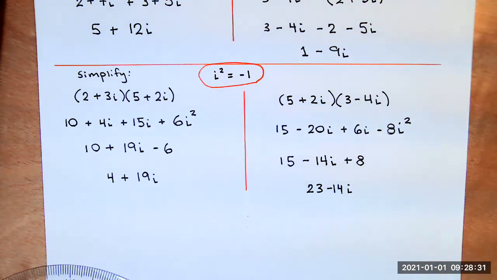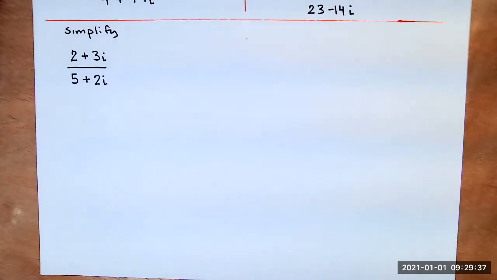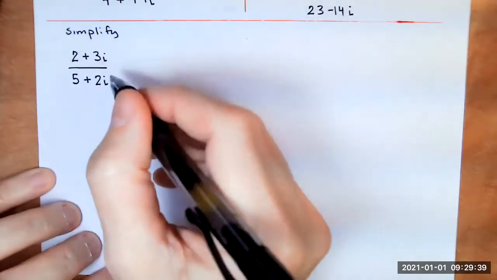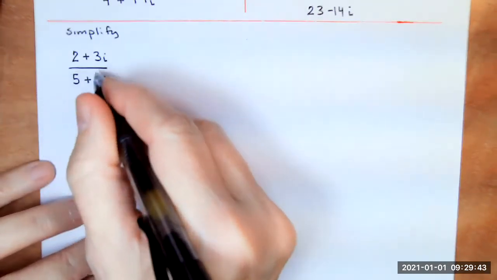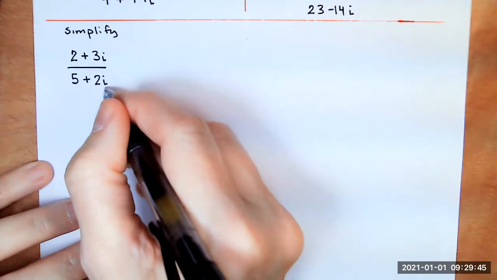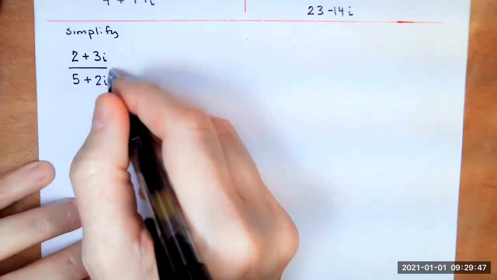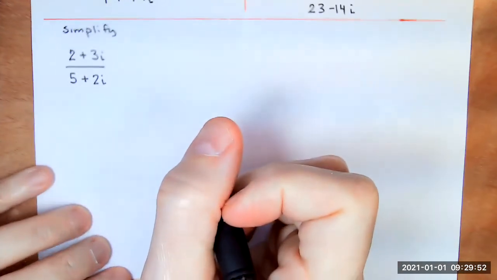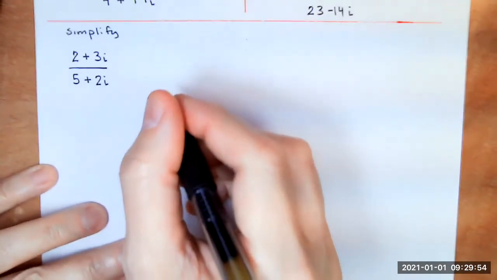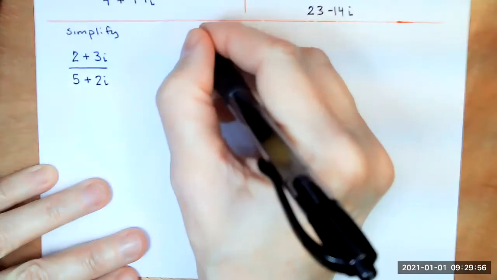All right, let's try another. If you have a rational expression with complex numbers and you have i in the denominator, you're not allowed to leave an i in the denominator. So we're going to use something called the complex conjugate.